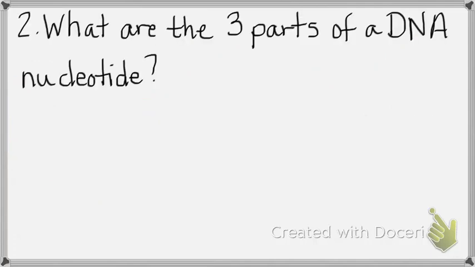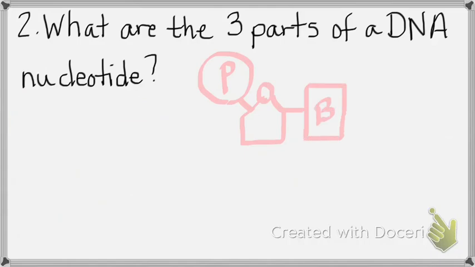Okay, question 2, the 3 parts of a DNA nucleotide. Well, I'm going to draw one. I got a P with a circle around it. Then I have this thing that kind of looks like a house. And that O at the top of the house is oxygen. Inside the house, I have the letter S. And then I have a square with a B in it.